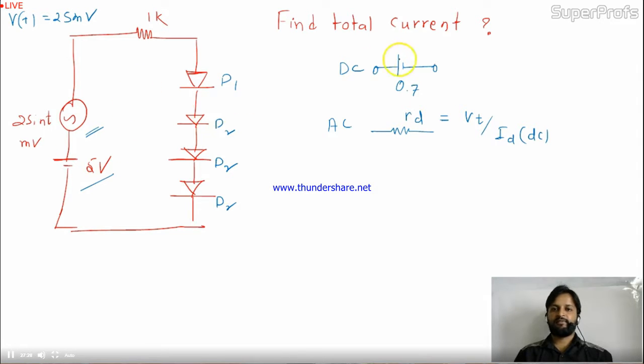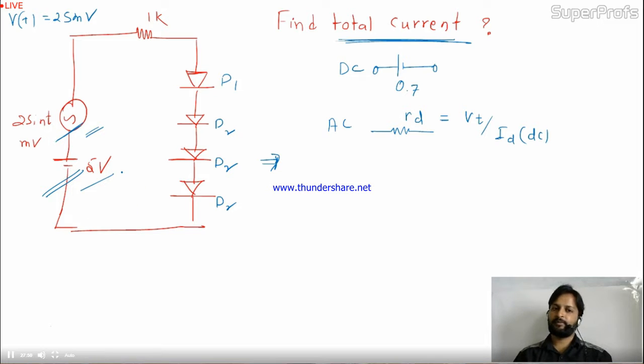Now they are asking to find the total current. Total current means what? Do you have 2 or more independent sources? Yes, you have. So can you apply the superposition theorem in this case? Yes, we can apply the superposition theorem. It means we can calculate the current one by one, and at a later stage we can add them.